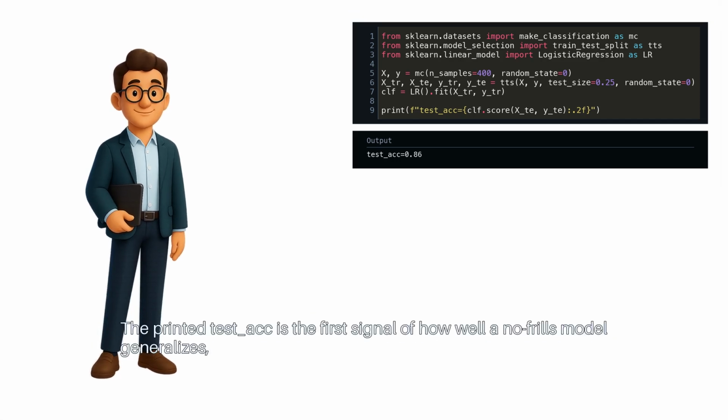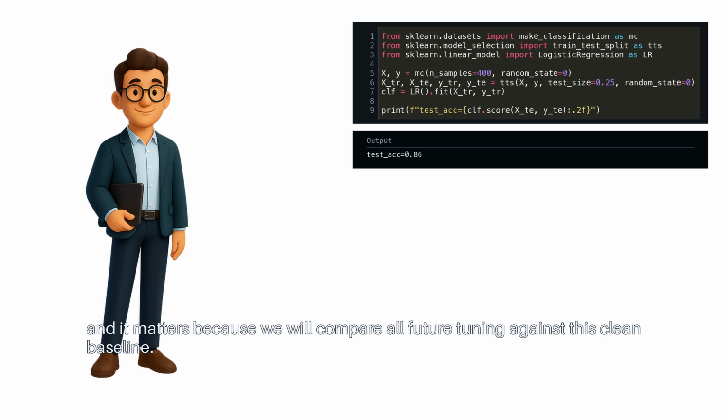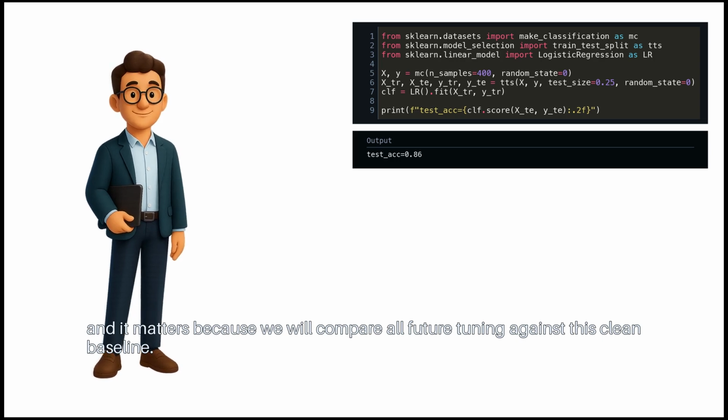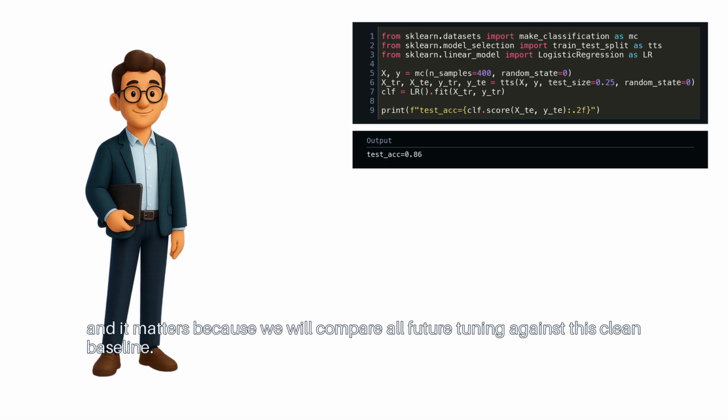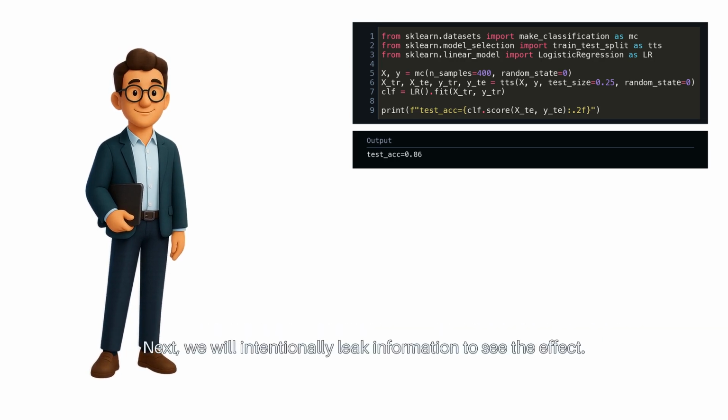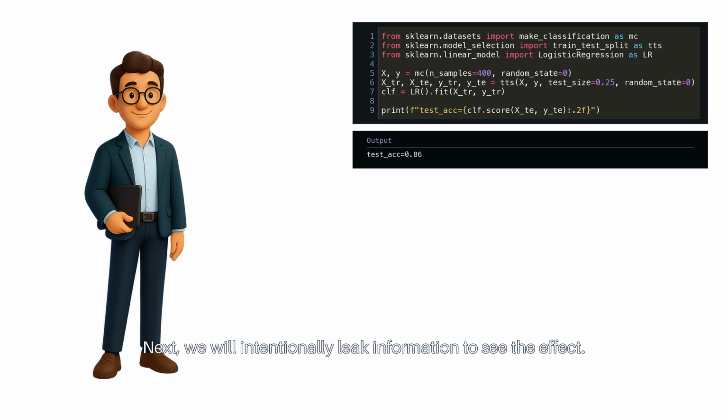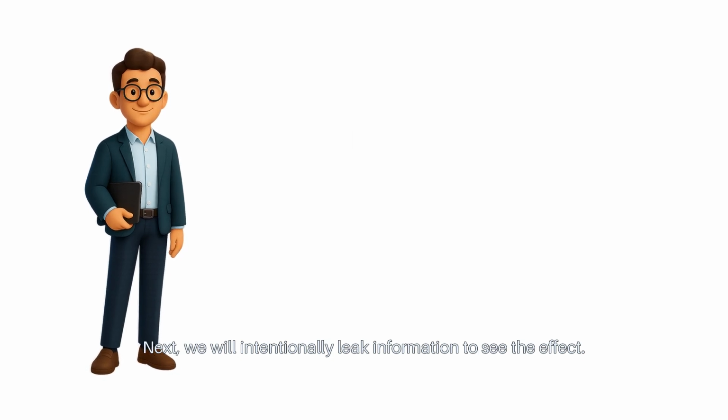The printed test accuracy is the first signal of how well a no-frills model generalizes. And it matters, because we will compare all future tuning against this clean baseline. Next, we will intentionally leak information to see the effect.